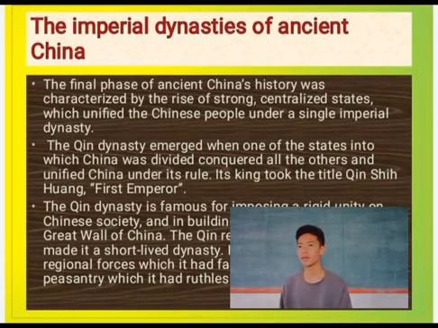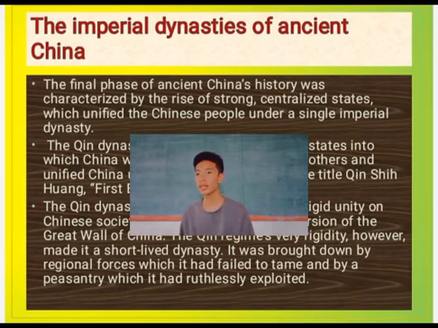The Imperial Dynasty of Ancient China. The final phase of ancient China's history was characterized by the rise of strong, centralized states, which unified the Chinese people under a single imperial dynasty. The Qin dynasty emerged when one of the states into which China was divided conquered all the others and unified China under its rule. Its king took the title Qin Shi Huang, the first emperor.